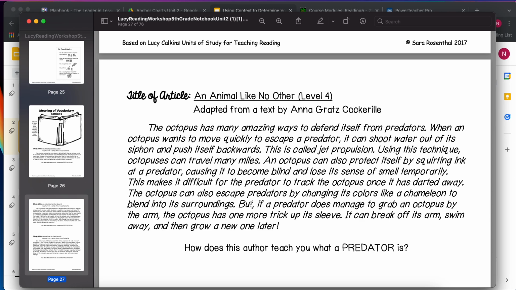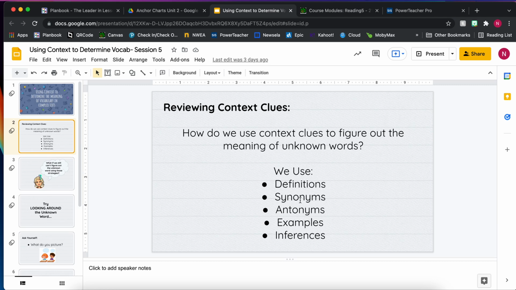So since they keep doing this, and especially this last one, it says, if a predator does manage to grab an octopus, I feel like that's probably our biggest hint. If it's something that's grabbing the octopus, first off, that makes me believe that it's probably a noun, right? A person, place, or thing. If it's grabbing the octopus, that gives us the idea that it's something that wants to do harm or wants to get to it. So that kind of gives us the idea that a predator is probably something that's trying to catch the octopus. So different than just giving us the definition, it gave us examples, a lot of examples.